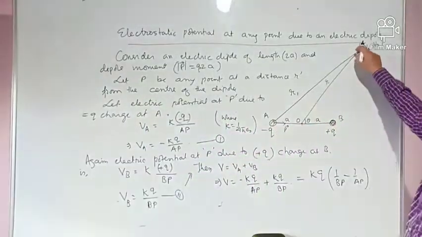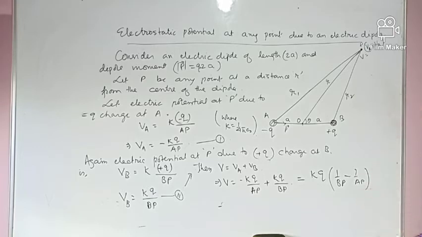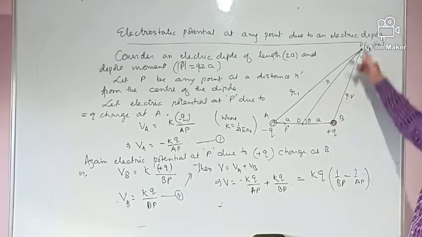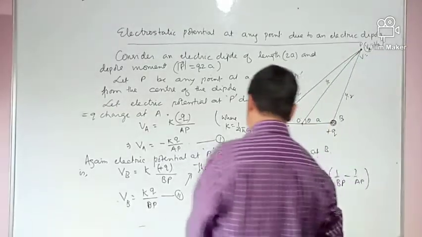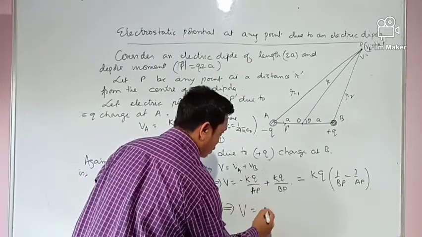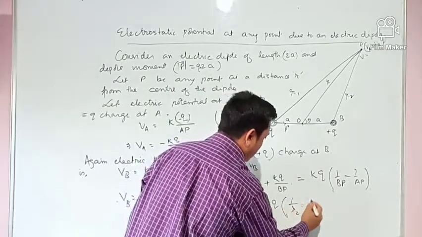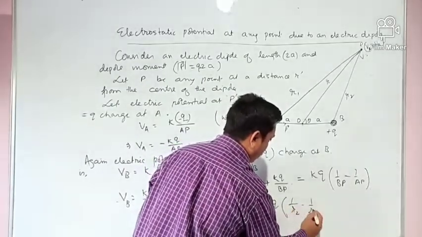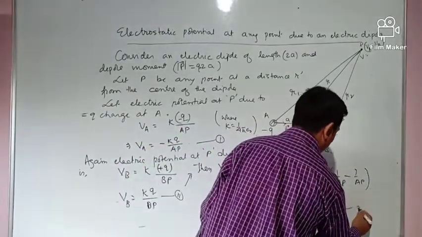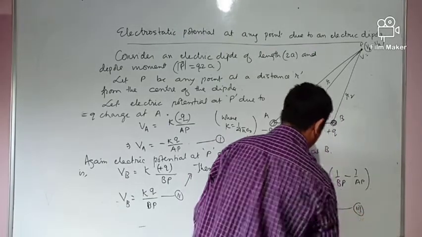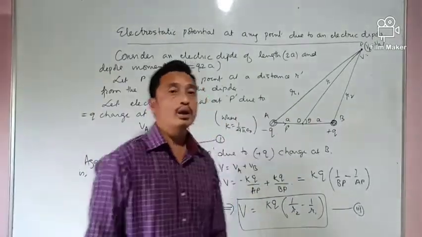AP is the distance from here to here, BP is the distance from here to here. So I can take this as r2 also. If I take r2 representing BP and r1 representing AP, then we can also write the net potential V equals KQ, all into 1 by r2 minus 1 by r1. This is another relation, equation number 3. This is the required expression of electrostatic potential at any point due to a dipole.